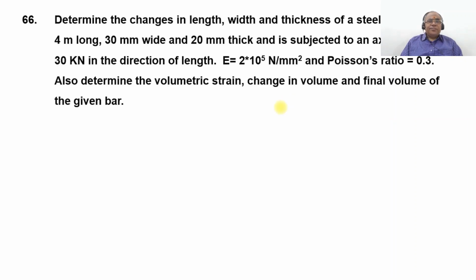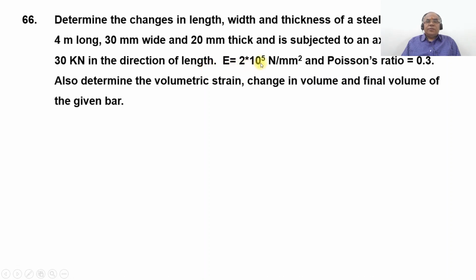Now, in this video, we are going to take up one more problem on elastic constants. So the problem reads as problem number 66. Determine the changes in length, width, and thickness of a steel bar which is 4 meter long, 30 mm wide, and 20 mm thick, and is subjected to an axial pull of 30 kilonewton in the direction of length.